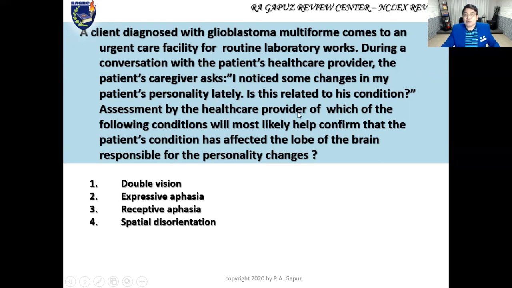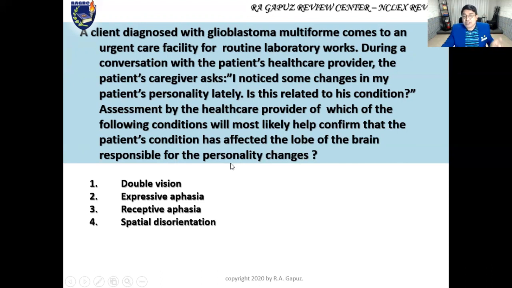Assessment by the healthcare provider of which of the following conditions will most likely help confirm that the patient's condition has affected the lobe of the brain responsible for personality changes. This is another blind spot that is actually difficult to deconstruct or uncover if you're not familiar with the functions of the different lobes of the brain. Why? It's not telling you which lobe is affected. What it's actually giving you is the information related to the function of the specific lobe that's affected.